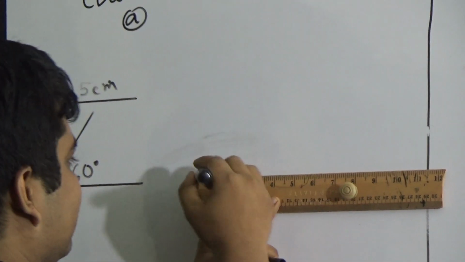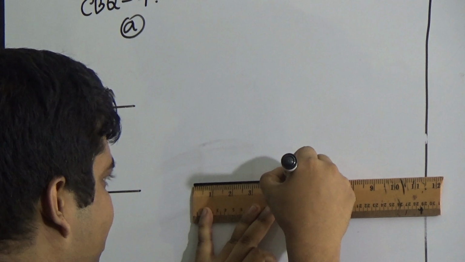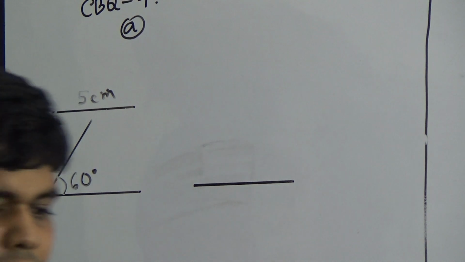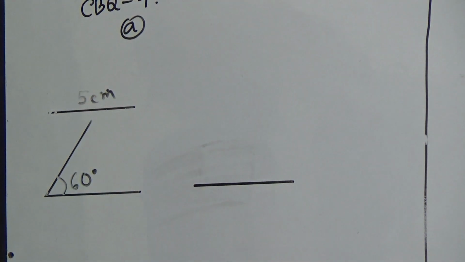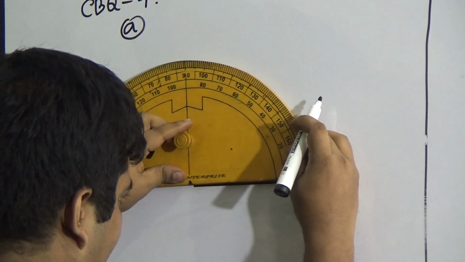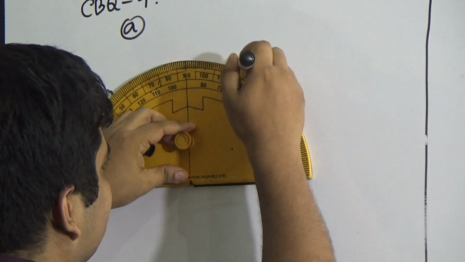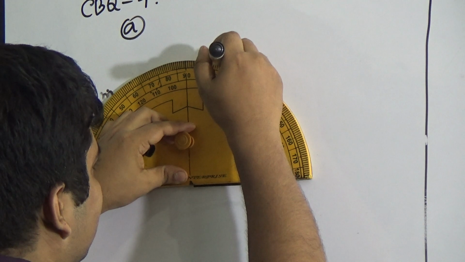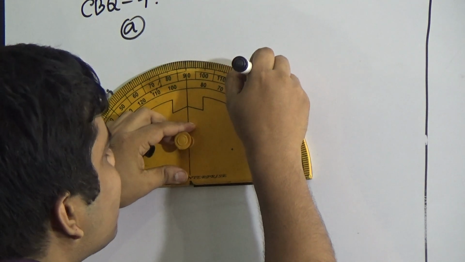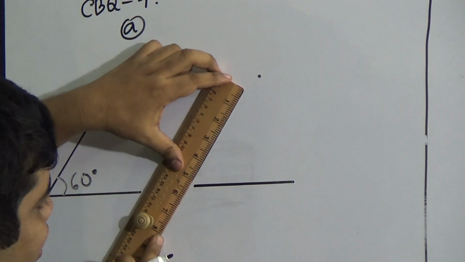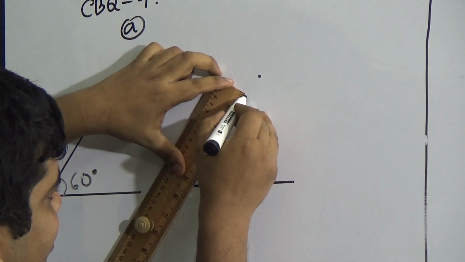Now my dear students, here we draw the rhombus. So first we take this 5 centimeter as the base of the rhombus. Then here I draw the angle whose measurement is 60 degree by using a protractor. Now here I take only 5 centimeter, right?